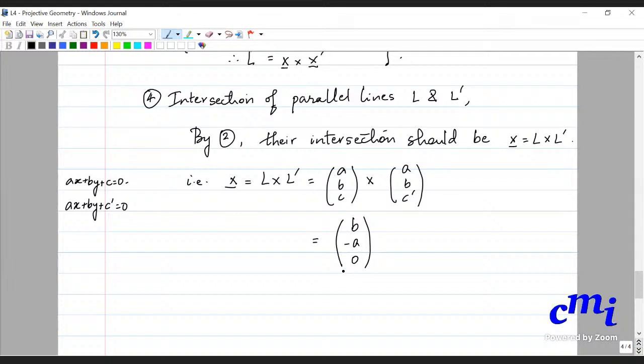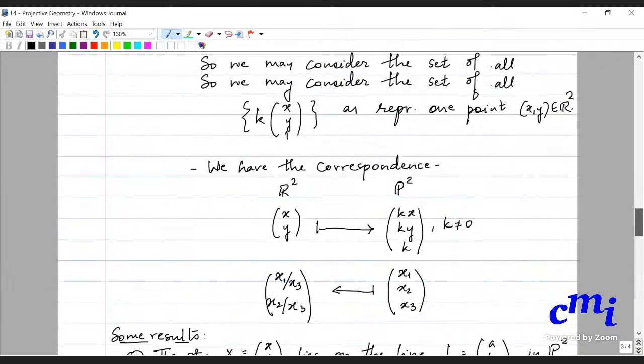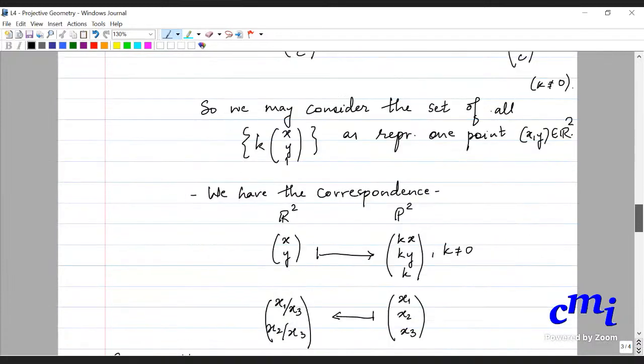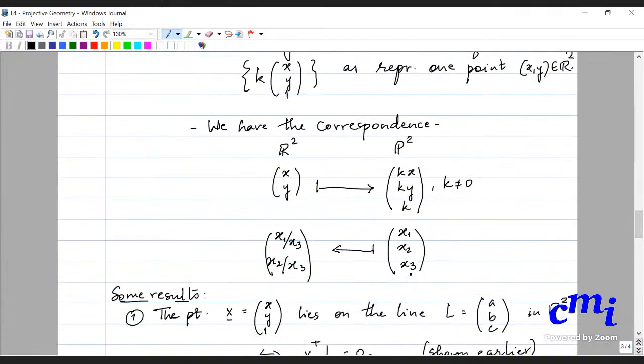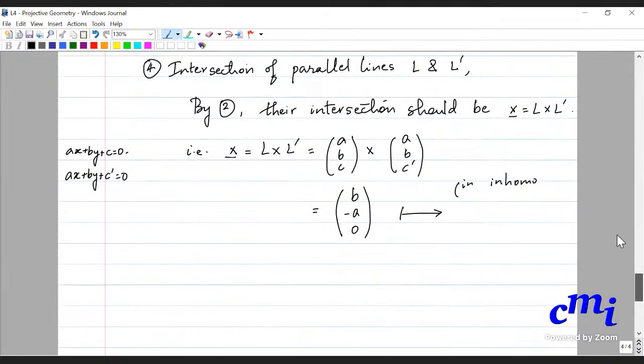Okay, now what does this point mean in inhomogeneous notation? So this is homogeneous notation, right? Remember, this is your homogeneous notation. What does this point mean in inhomogeneous notation, which means in R2? How do we go back? I had given you a sort of way of going back, right? This way. You divide by the third coordinate. That is how you go from points in P2 to points in R2. Now, if you divide by the third coordinate here, so in inhomogeneous notation, this point stands for what?